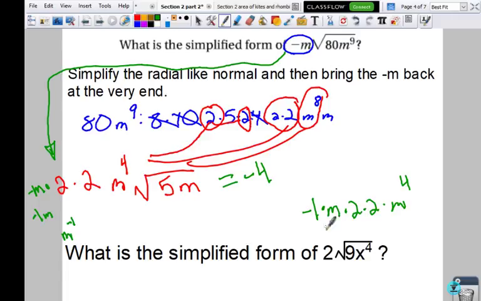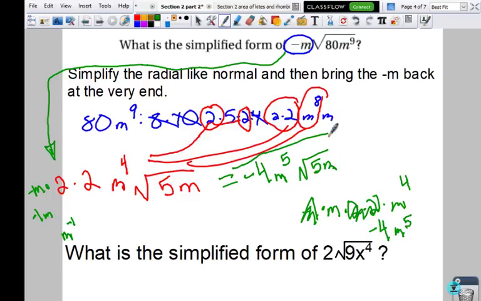When you multiply all the numbers together, what do you get? What's negative 1 times 2? Negative 2. Times 2? Negative 4. Negative 4, right? So I just took care of all these numbers, and they're not there anymore. How many M's do I have now? I have 4, 5. Negative 4 and 5. So I have negative 4, and then I got M to the 5th, because there's 5. Then I'm going to go square root of 5M, and I'm done.